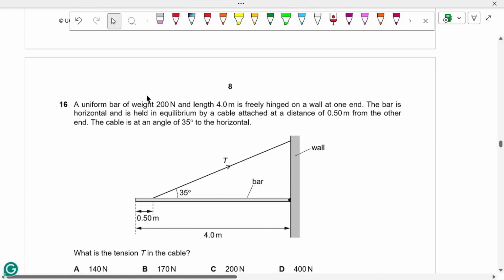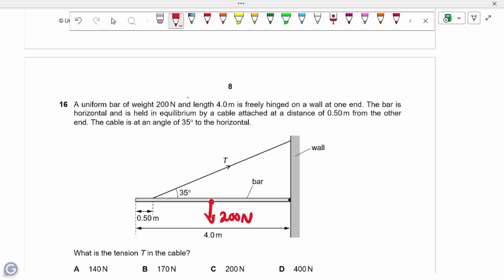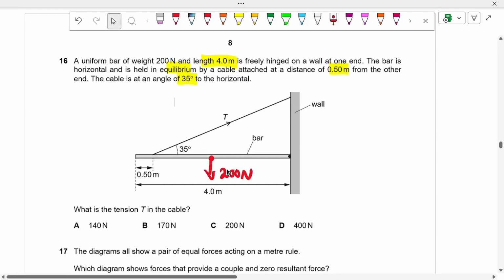Question 16. A uniform bar of weight 200 newtons. So you go at the midpoint here and you assign the weight 200 newtons and length 4 meters. It is freely hinged on the wall at one end. The bar is horizontal and is held in equilibrium by a cable. At that distance from the other end, the cable is at 35 degrees. What is the tension in the cable?